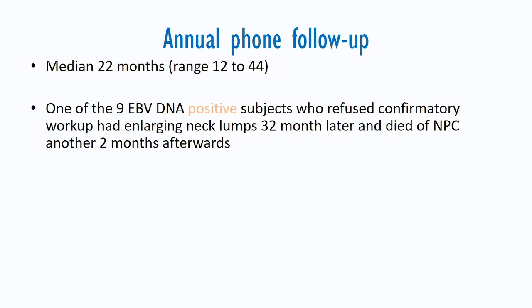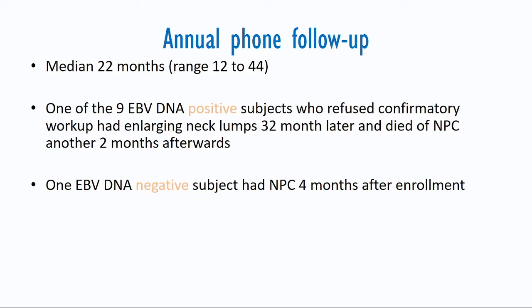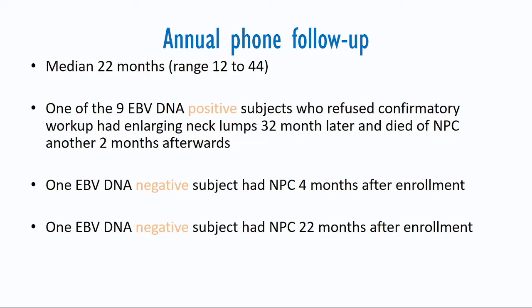The other thing is, we want to know, have we missed a lot of NPC? Maybe we are just detecting NPCs unnecessarily, but not the traditional ones that have poor prognosis. But actually, we found out that we rarely missed any cases. We missed one case: the subject tested negative by our test, but was reported to have developed nasopharyngeal cancer 4 months into the study. We also missed a case reported to have NPC 22 months into the study.